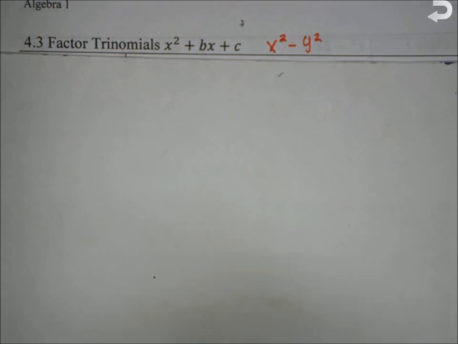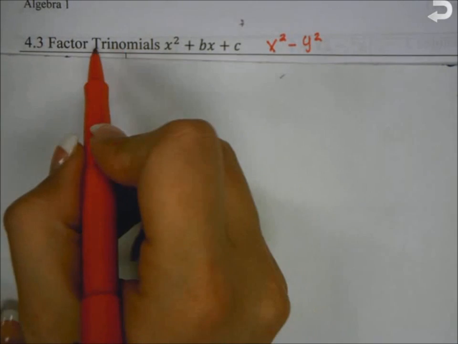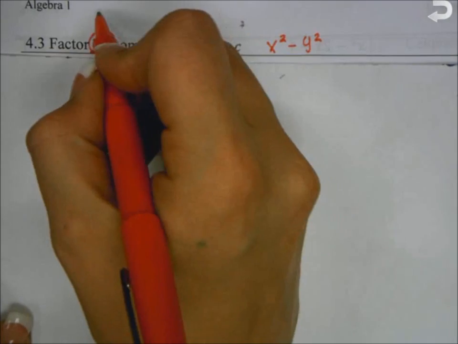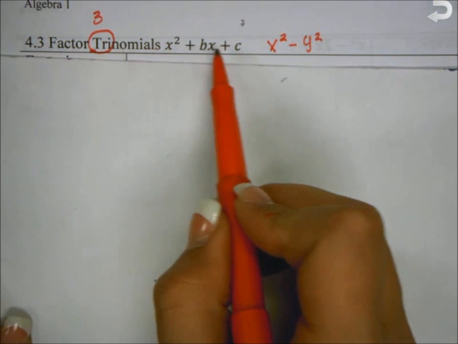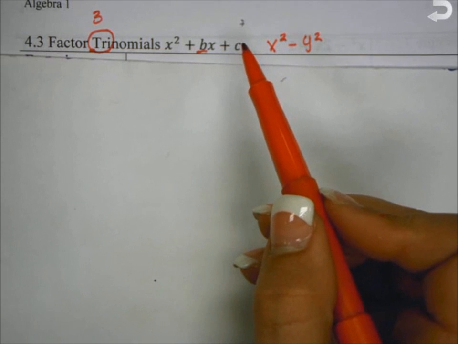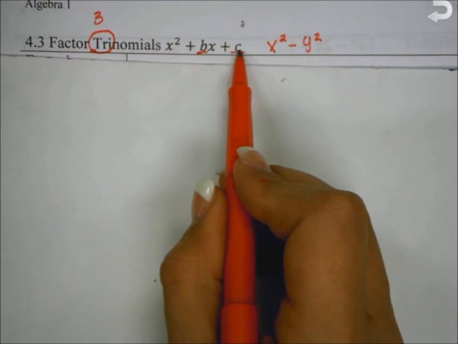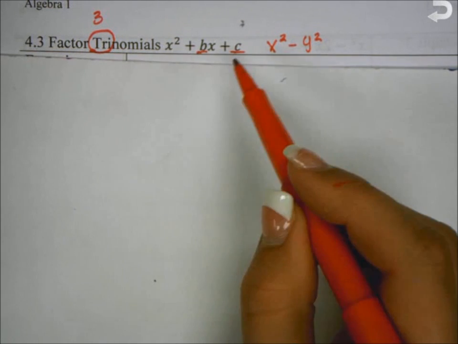Okay, so now we're going to be factoring trinomials. What does trinomial mean? Three. So there's three terms in here: x squared, bx, and remember b just stands for a number, plus c. C also stands for a number. This is just what we call standard form.